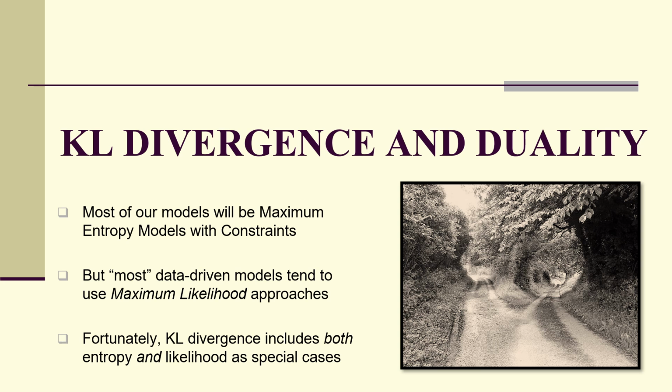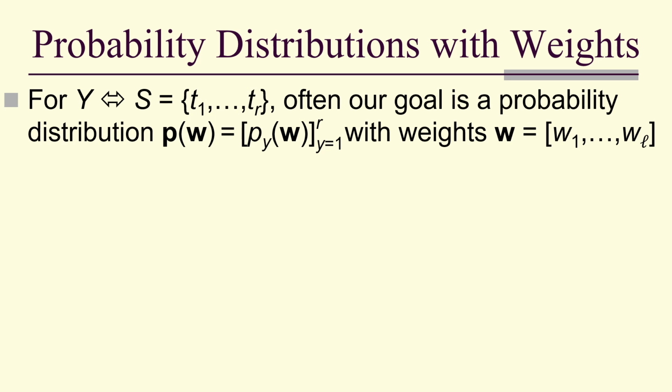KL divergence and duality. Most of our models will be maximum entropy models with constraints, but maximum likelihood is a really nice tool for working with data. KL divergence includes both as special cases. So we're going to start looking at probability distributions with weights or parameters.